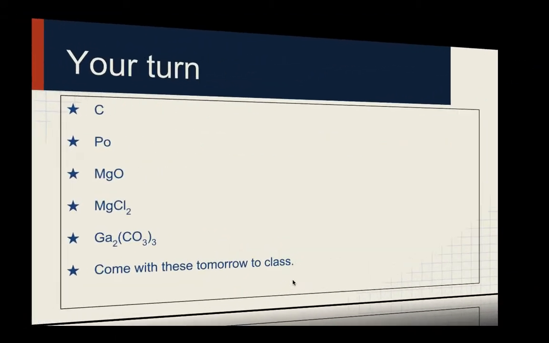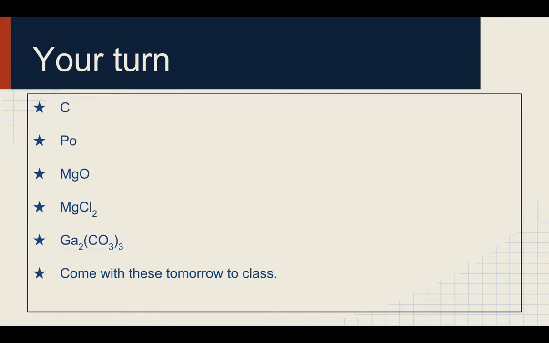Okay, so now what I would like you to do is give me the molar mass for carbon, the molar mass for PO. Notice that is 1 element on the periodic table. The molar mass for magnesium oxide, 2 elements. The molar mass for magnesium chloride, again, 2 elements, but notice I have 2 Cl's. And then gallium carbonate. So bring these with you tomorrow to class, and we will go over them.